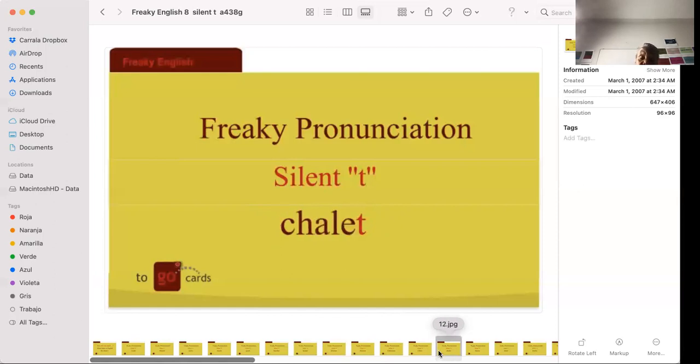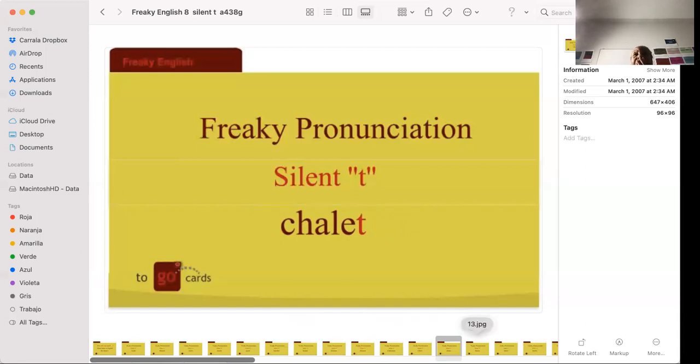Chalet. Now the T isn't pronounced there because it's French. It's a French word that has now been incorporated into the English language. And the T in French, a lot of times a consonant. Don't let me be saying rules I don't know. But if I remember my French, if it ends in a consonant, it's not pronounced.